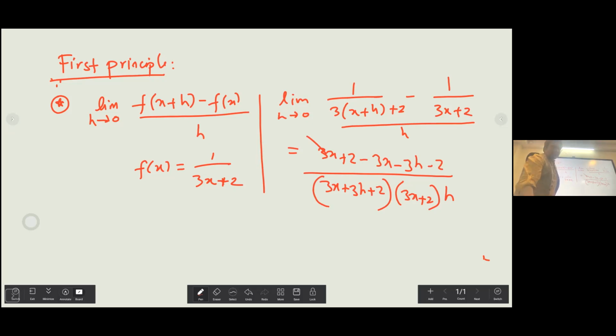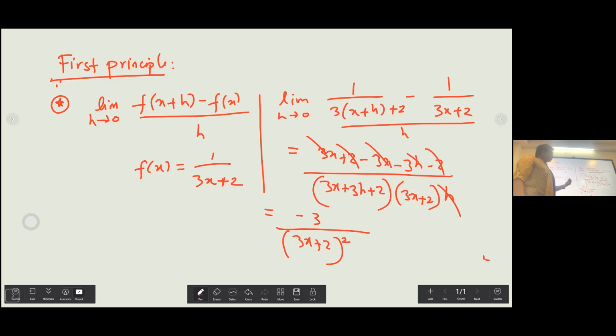So let us say you have 3x plus 2 getting cancelled and we are left at the end with minus 3h, and this h also gets cancelled with the h in the denominator. So we have minus 3 upon 3x plus 3h plus 2 and 3x plus 2 out here. Now if you plug h as 0 in this step, because you have simplified, you can just plug in h as 0. So the answer is minus 3 upon (3x plus 2) the whole square. So that's the derivative using first principle.